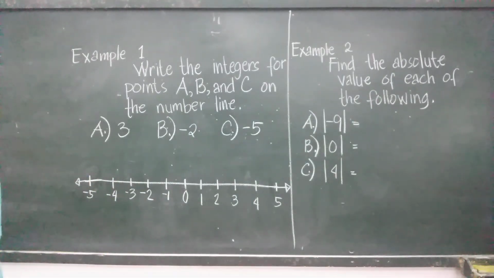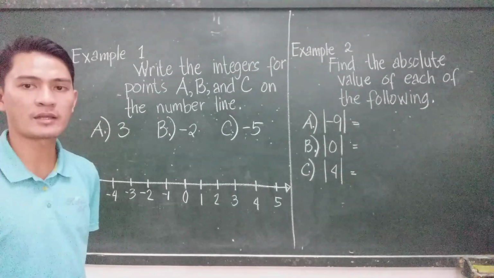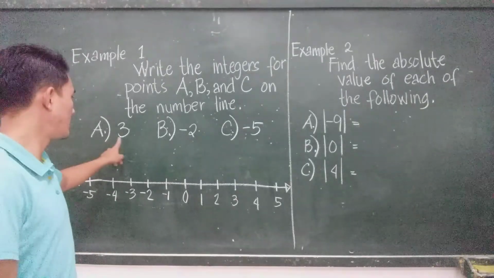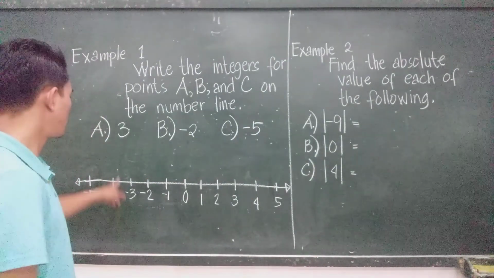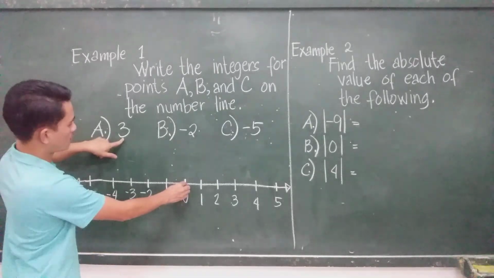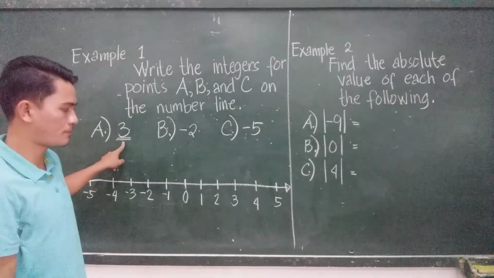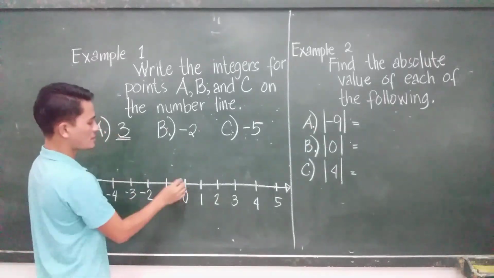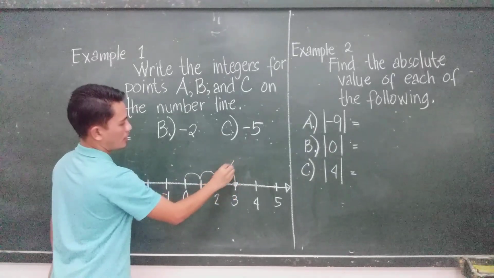So, we have given example number 1. Write the integers for points A, B, and C on the number line. If we have letter A given 3, B given negative 2, and C given negative 5, let's plot them on our number line. We have 0. How many units does 3 lie on the number line? Count to the right because it is positive: 1, 2, and 3. Here is point A.